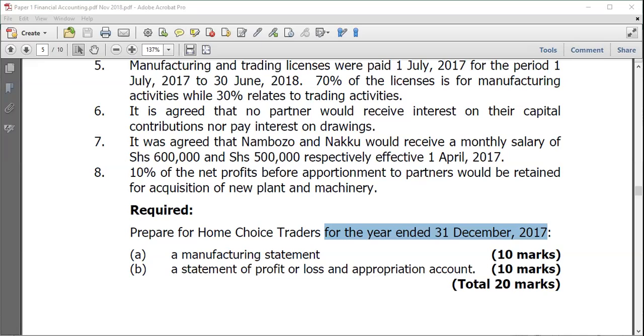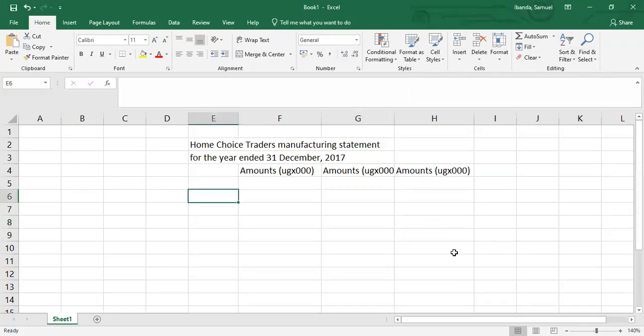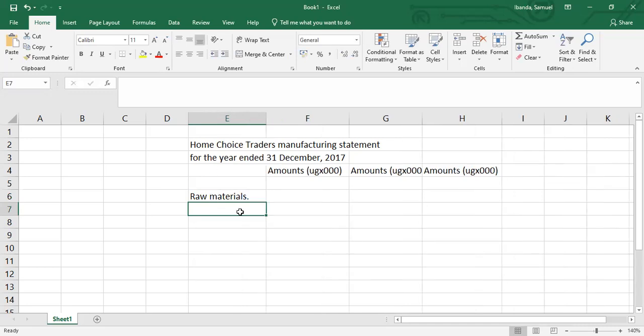So now that we are trying out this question, like I said, we first look at the raw materials. We want to basically determine how much we have spent on the raw materials.